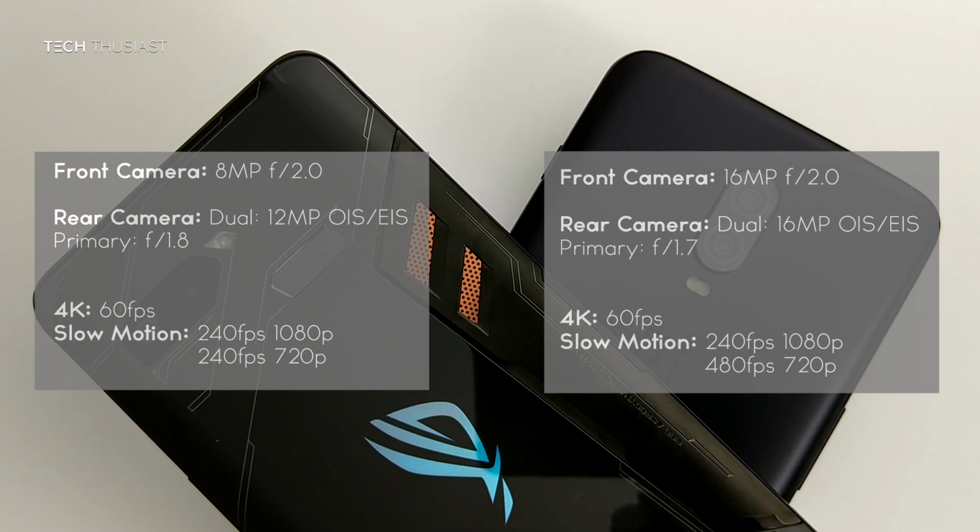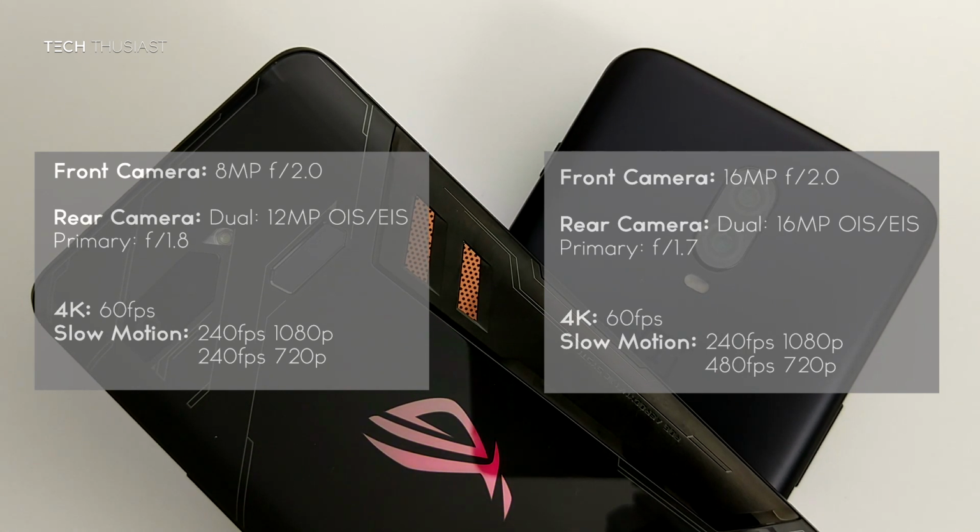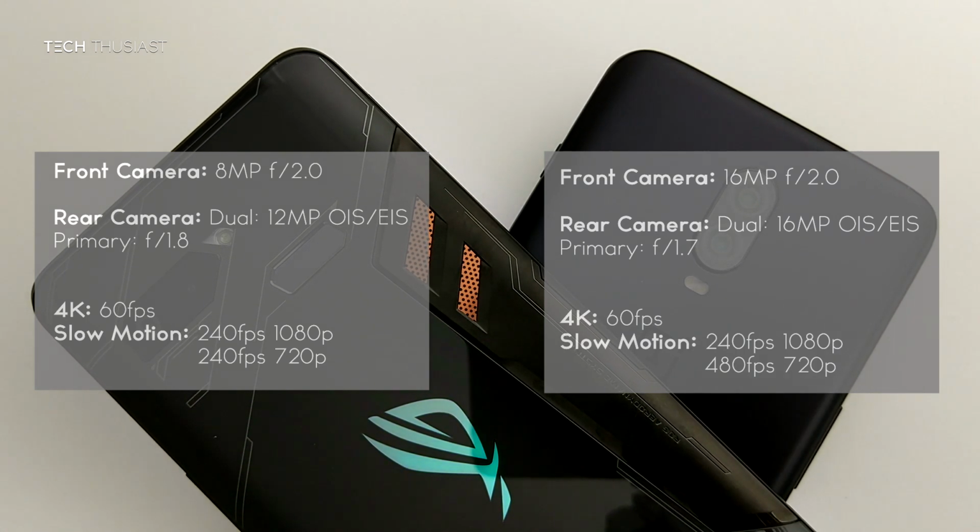The OnePlus 6T also records videos in 60 frames per second for both 1080p and 4K. For slow motion videos, it can record 240 frames per second at 1080p and 480 frames per second at 720p.